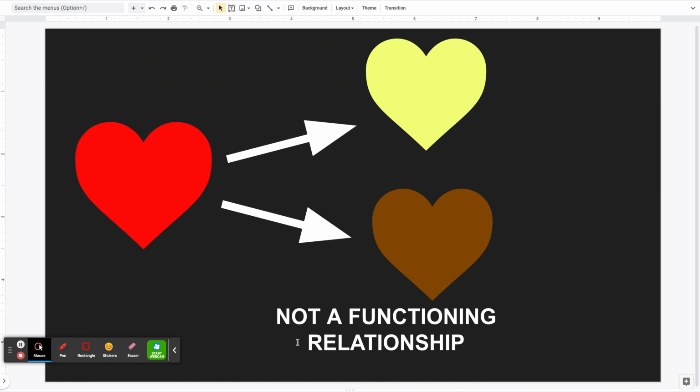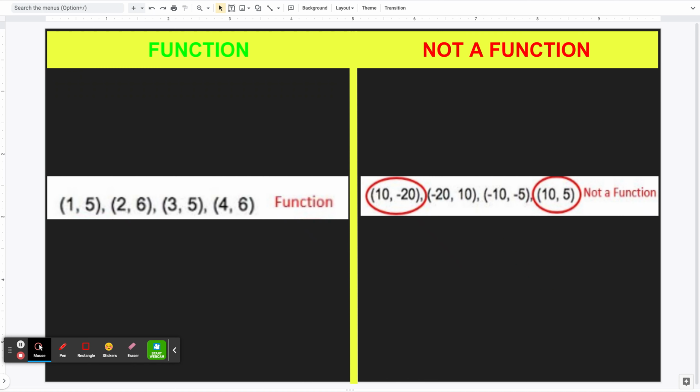And so many times our problem is going to ask us, which of the following shows a functioning relationship or a non-functioning relationship? Now, keep in mind, this is just a pre-teach. This is not the full meat and potatoes, but this gets the idea down. On the left, you're going to see a function, and on the right, you're going to see an example of not a function.